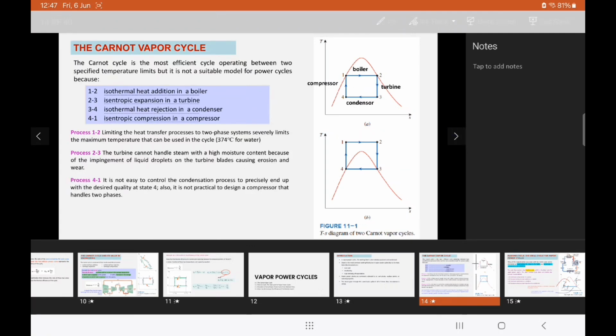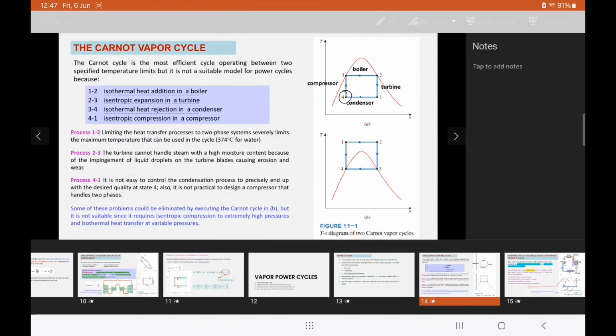And then for process 4 to 1, it is not easy to control the condensation process to precisely end up with the desired quality at state 4. You can see at state 4 what you have is a saturated liquid-vapor mixture, so it should have some quality. So it is not easy to control the condensation process to precisely end up with the desired quality at state 4. And also it is not practical to design a compressor that handles two phases.